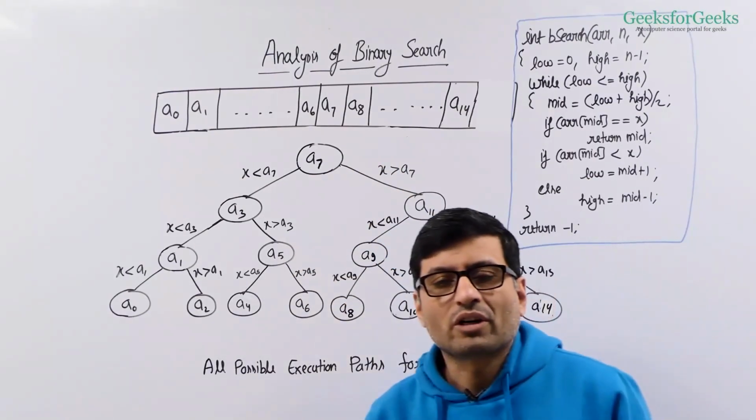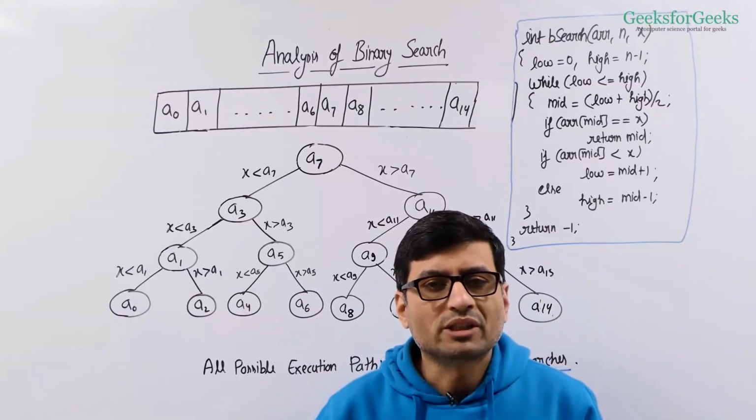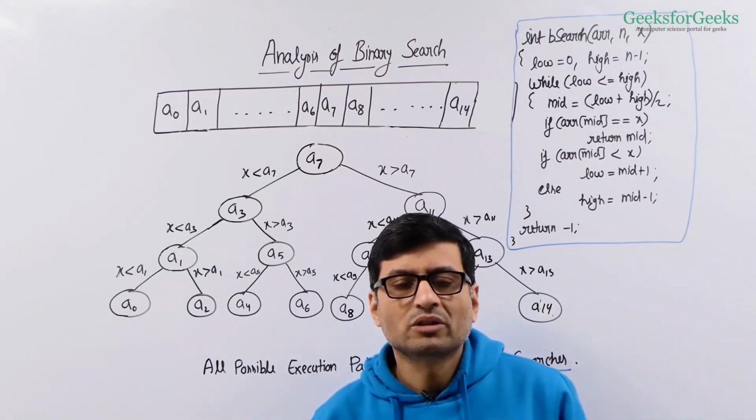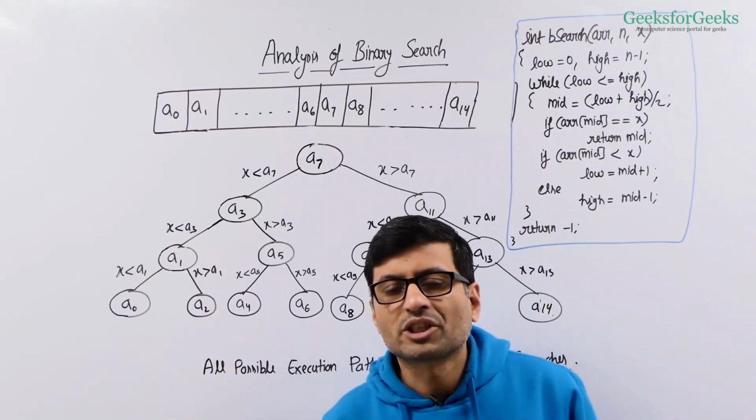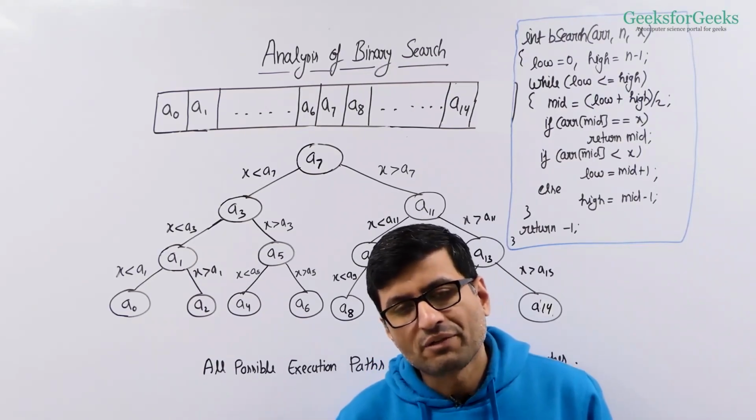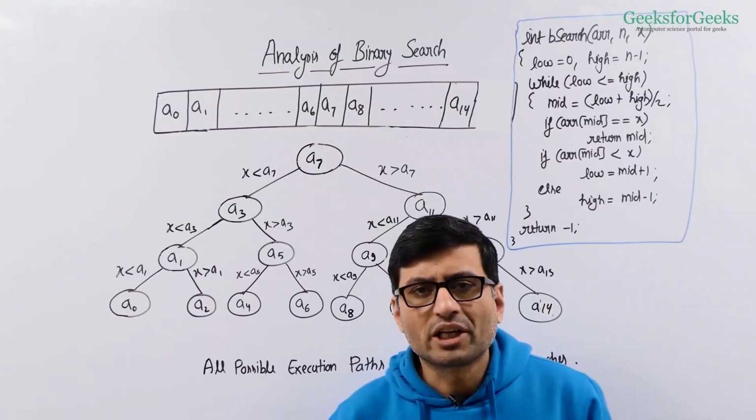What will be the height for any number of elements in the array from 17 to 32? Your height will be 5. If you have 17 elements, then you will have height 5 in this tree. If you have 18 elements, then again 5. Till 32, you will have the height 5.